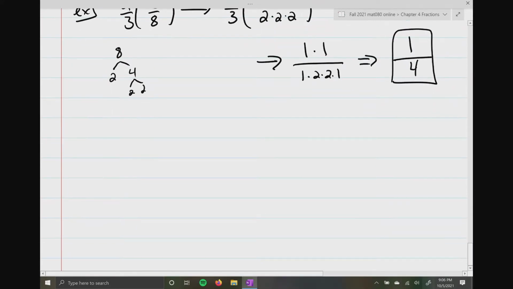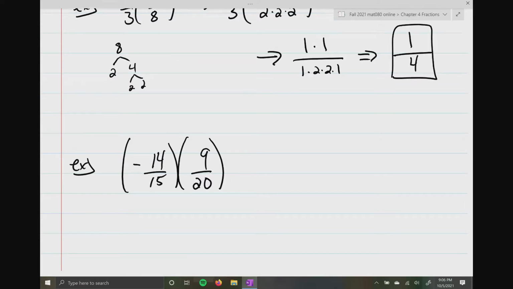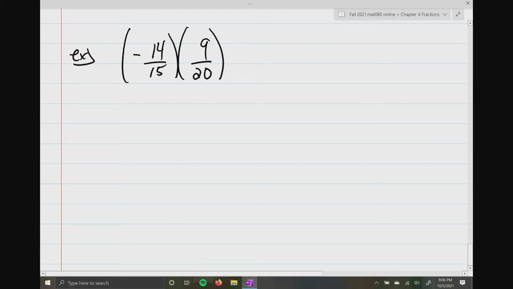All right? Now let's get into the fun stuff here. Let's try this. Negative 14 over 15 times 9 over 20. So, remember, step 1, simplify. So what I'm going to do is I'm going to prime factorize any composite number I see. First fraction. So let's focus on the first fraction. That is negative 14 over 15.